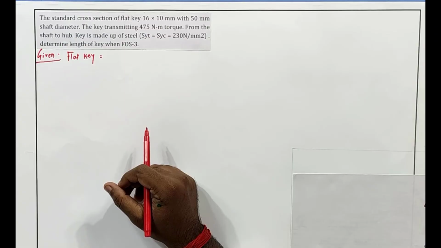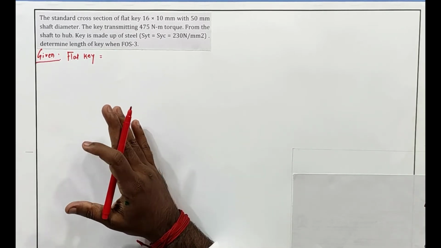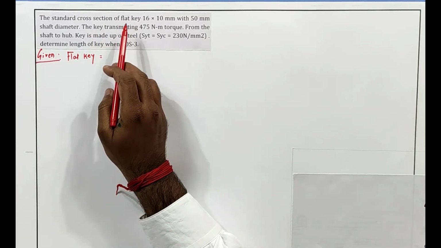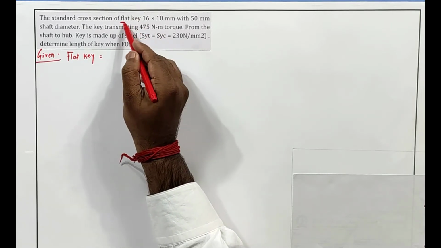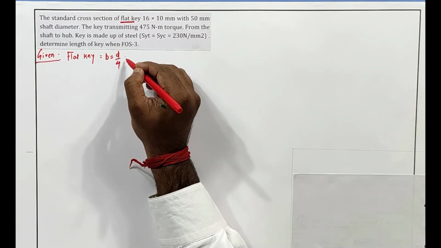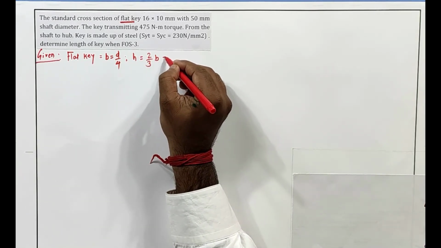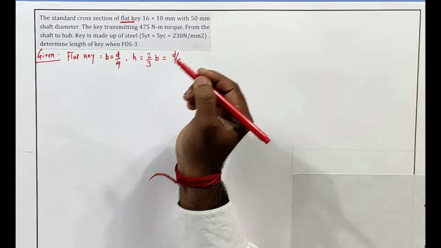Hello students, so we'll see another numerical related to the key design. I'll read the numerical and simultaneously write the given data. The standard cross section of flat key, flat is important, flat is nothing but B is equal to D by 4 and H is equal to 2/3 of B, that is D by 6, which we have derived.